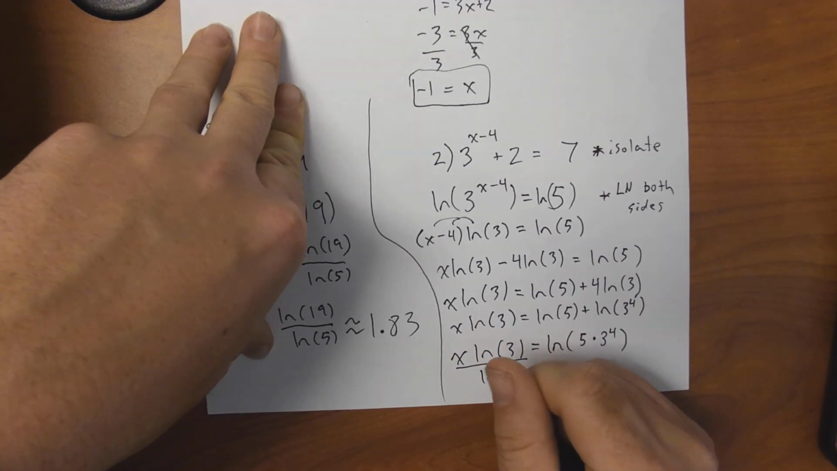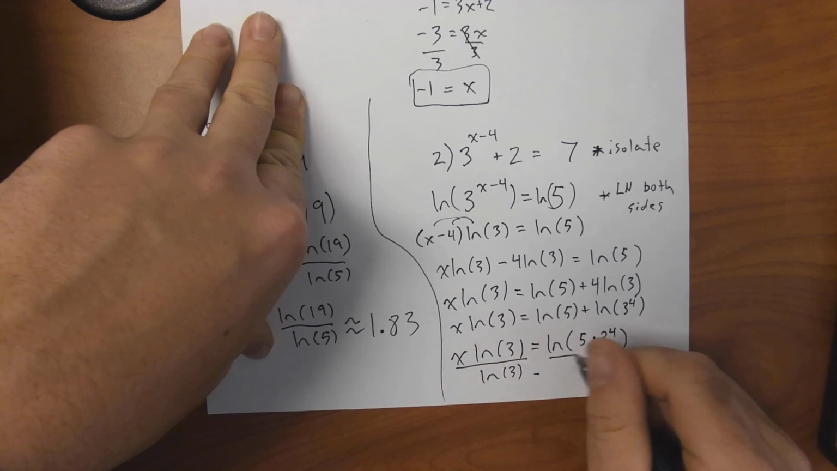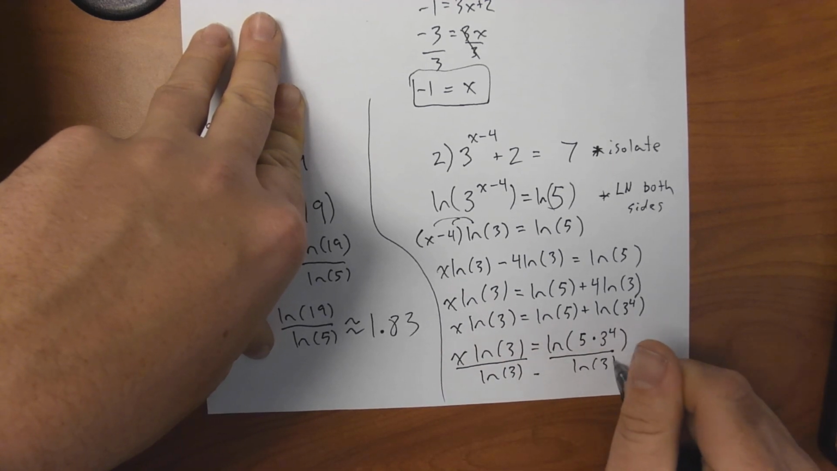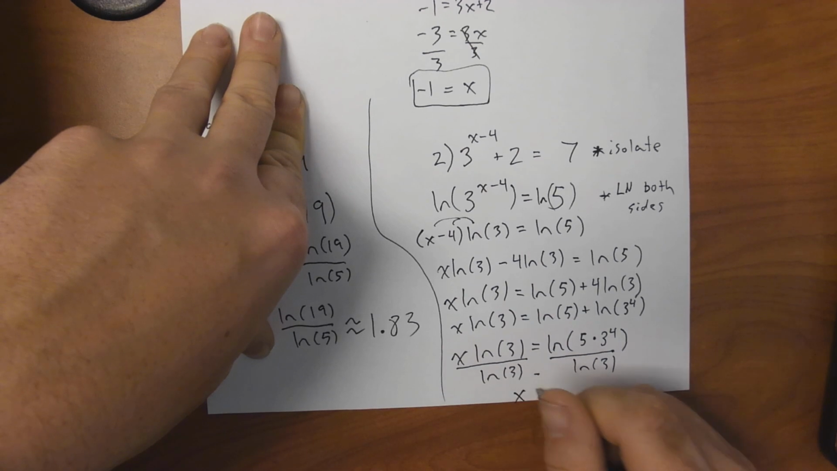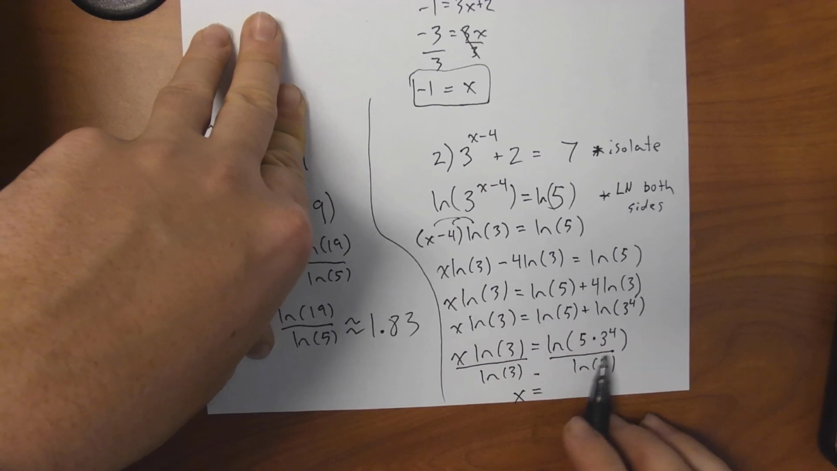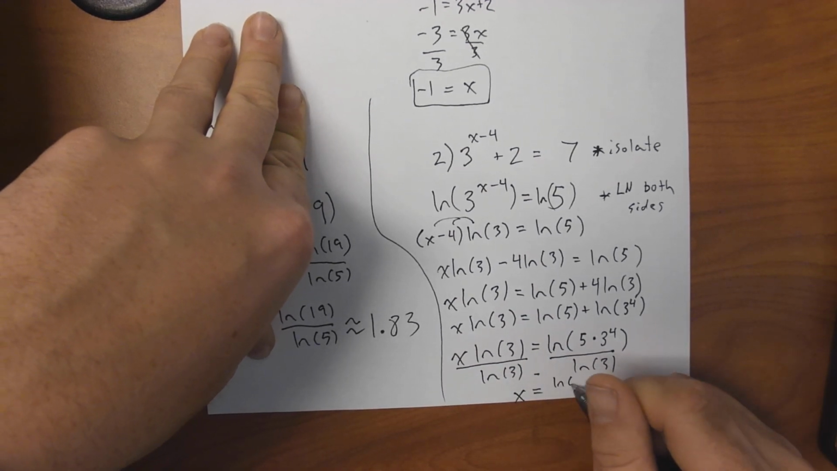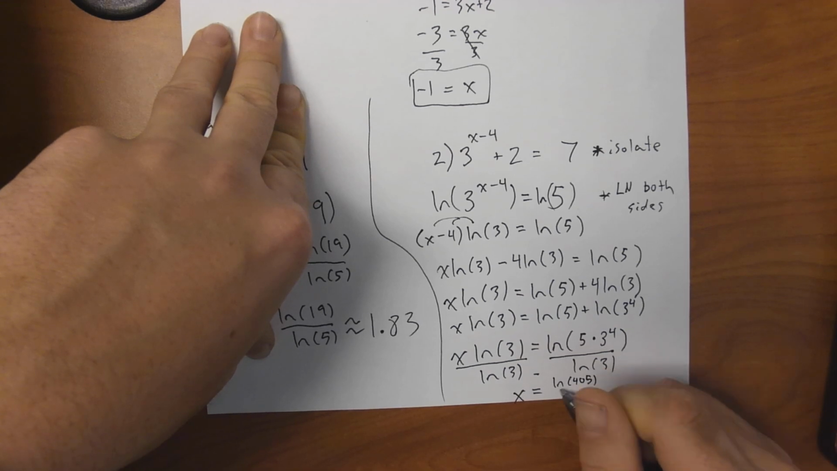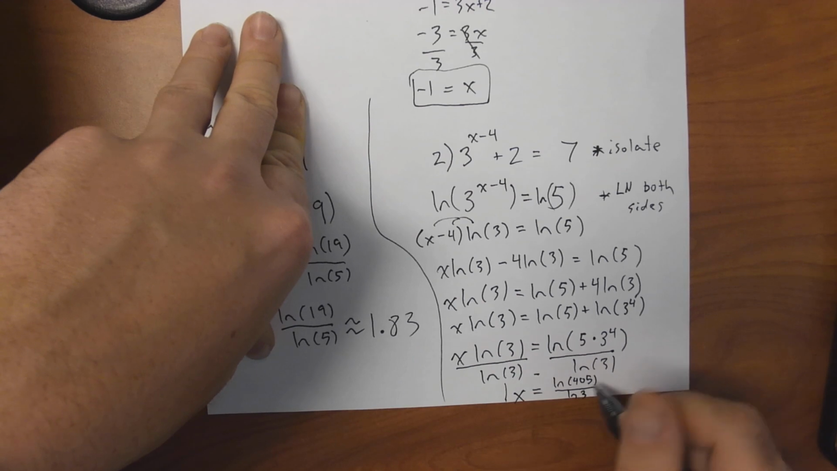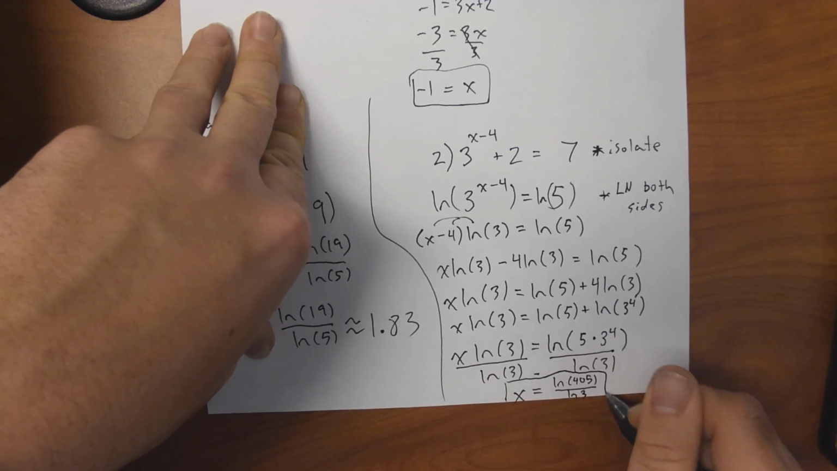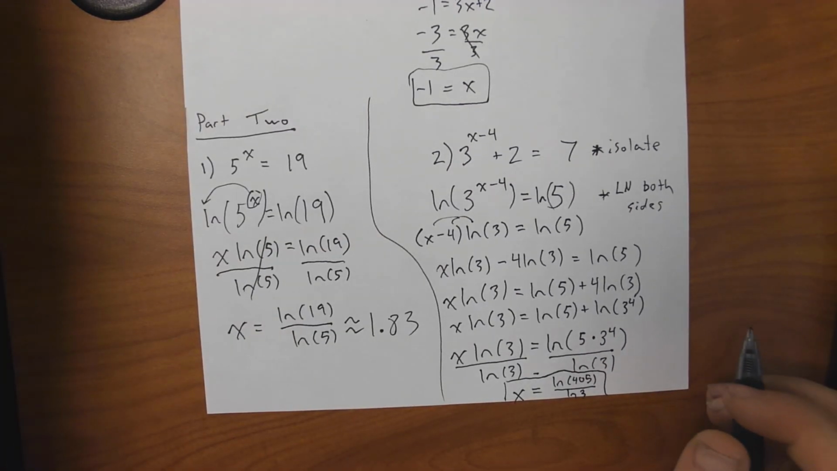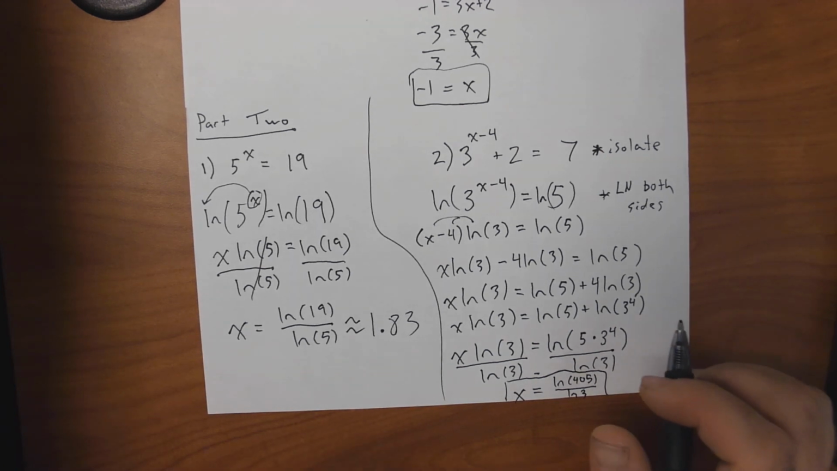And then you can go ahead and divide both sides by ln of 3. And there's our answer, x equals, remember that simplifies to 405. So natural log of 405 divided by natural log of 3. Kind of running out of room here. There you have it. Natural log of 405 divided by natural log of 3.